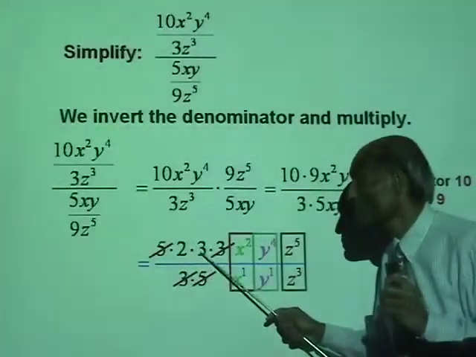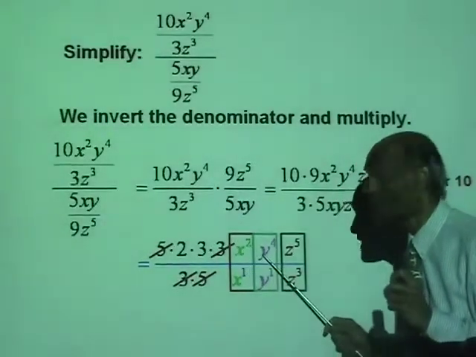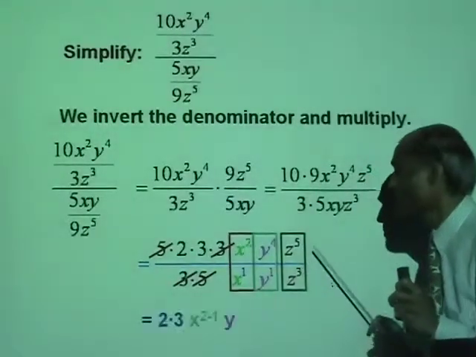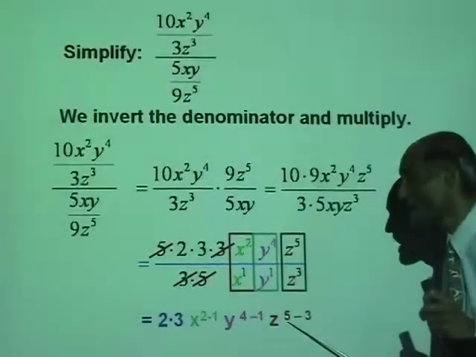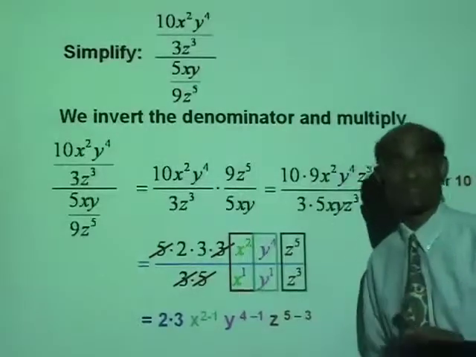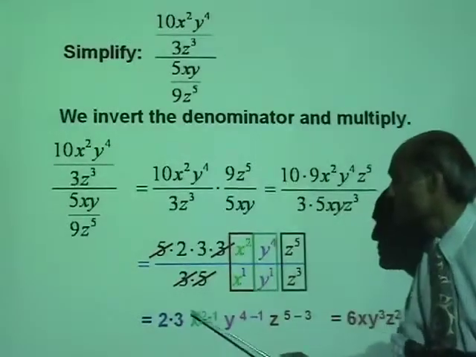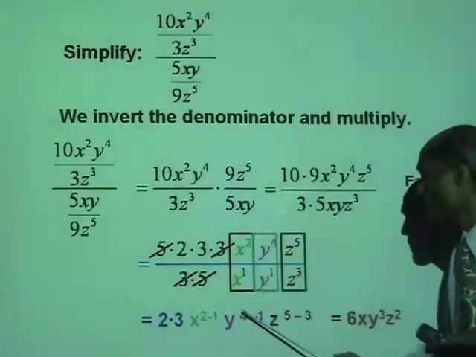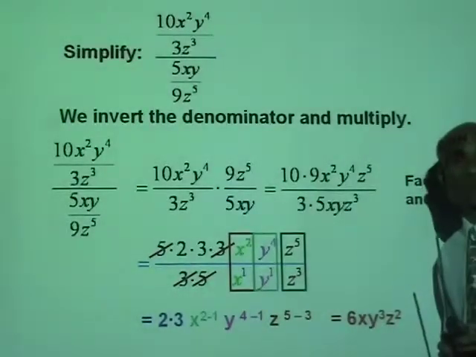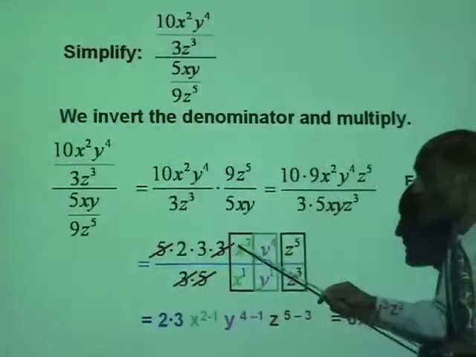It will be 2 times 3 times x to the power of 2 minus 1, y to the power of 4 minus 1, z to the power of 5 minus 3. That is now the numerator, and the denominator is 1. We don't need to write it. Okay, now what is this equal to? That will be 6x y to the power of 3 z to the power of 2, and that is the answer. So when you go systematically like this, it becomes very, very easy.